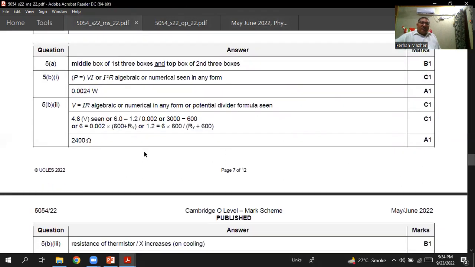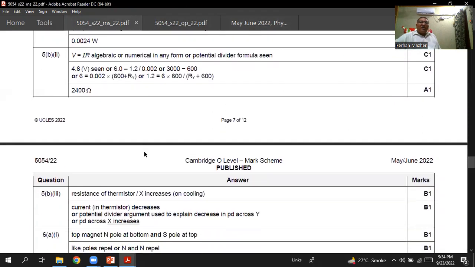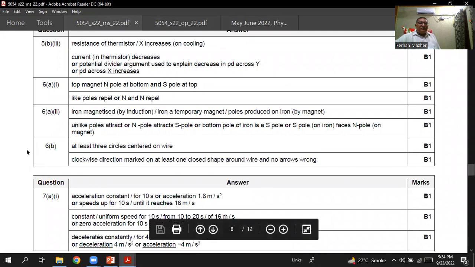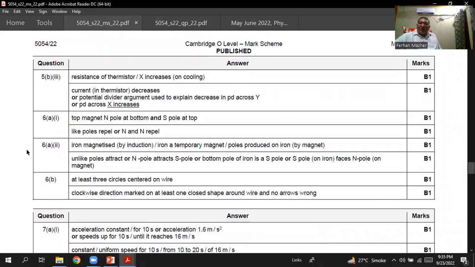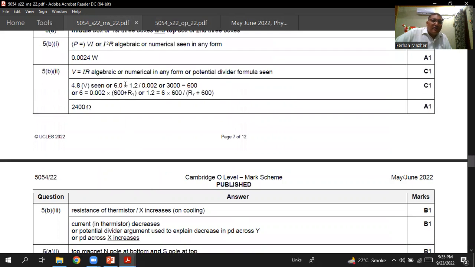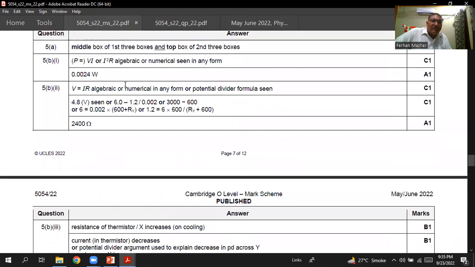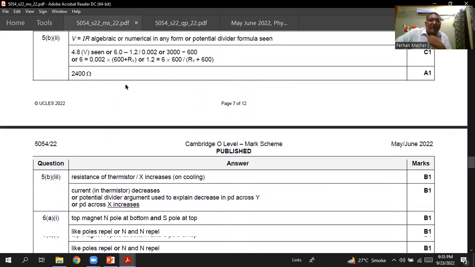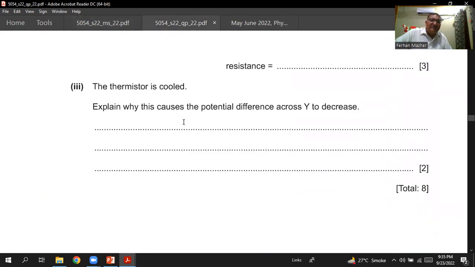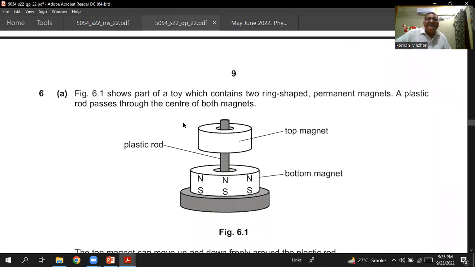The marking scheme of question number 5 is showing up on your screen. And question number 5, here we go. So you can pause the video. You can check the marking scheme for question number 5. Okay, now this is question number 5. You can see from here and here. Okay, so we are going to the next question. I hope you understand this.